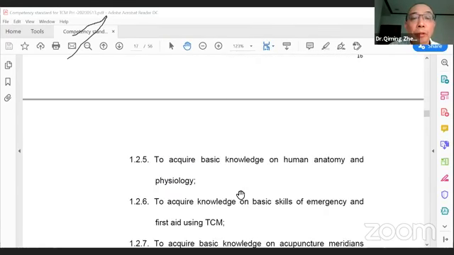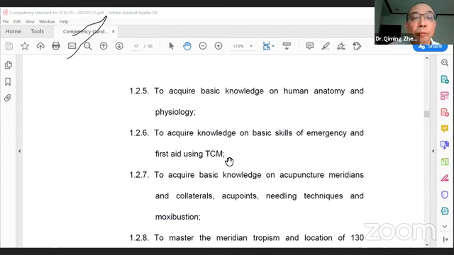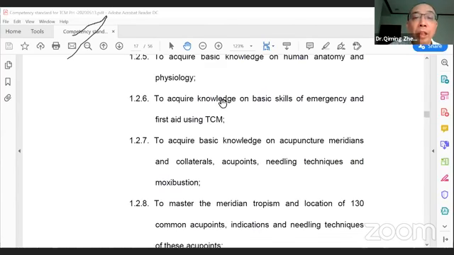Point 5, to acquire basic knowledge on human anatomy and physiology. Point 6, to acquire knowledge on basic skills of emergency and first aid using TCM. So this is include using TCM, for example, the herbal medicine action, acupuncture, emergency, or the TWINA. Okay.